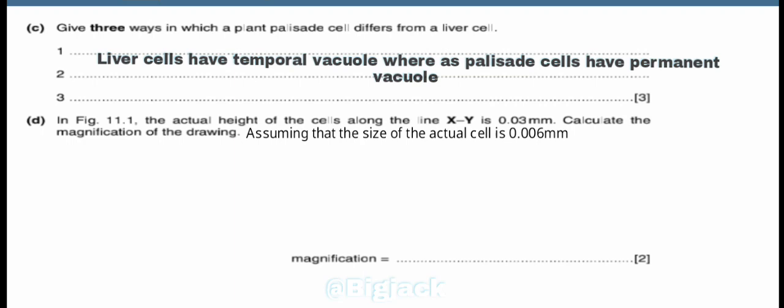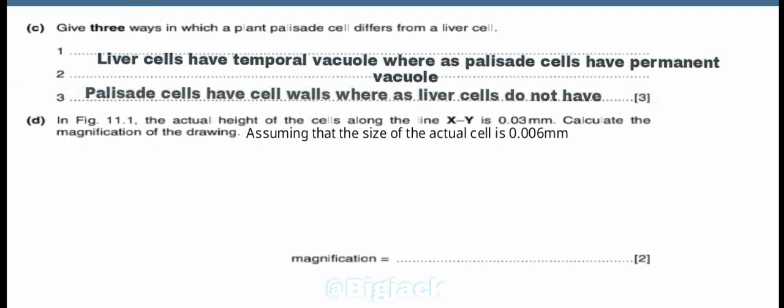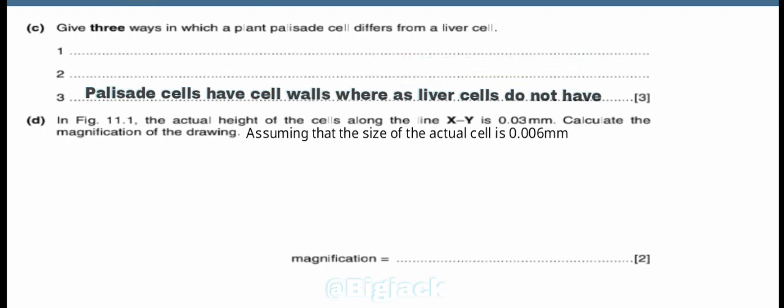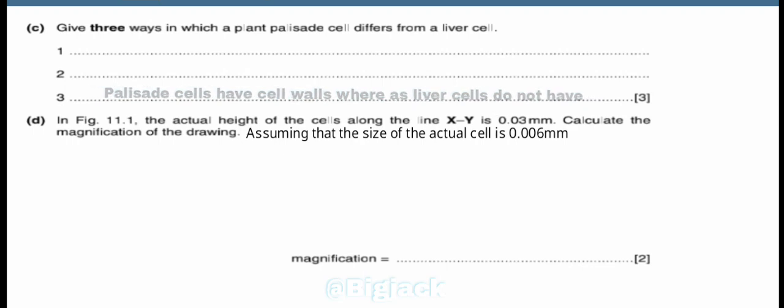Then the last one we are going to say, the palisade cells have the cell wall, whereas the river cells don't have. So those are the differences. Apart from that one, you can also include that in terms of the shape. So the palisade cell has the fixed shape, whereas the river cells have an irregular shape.